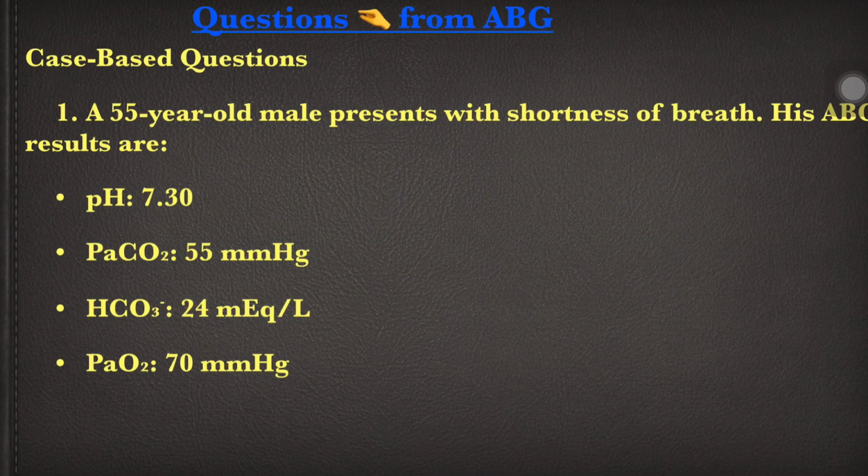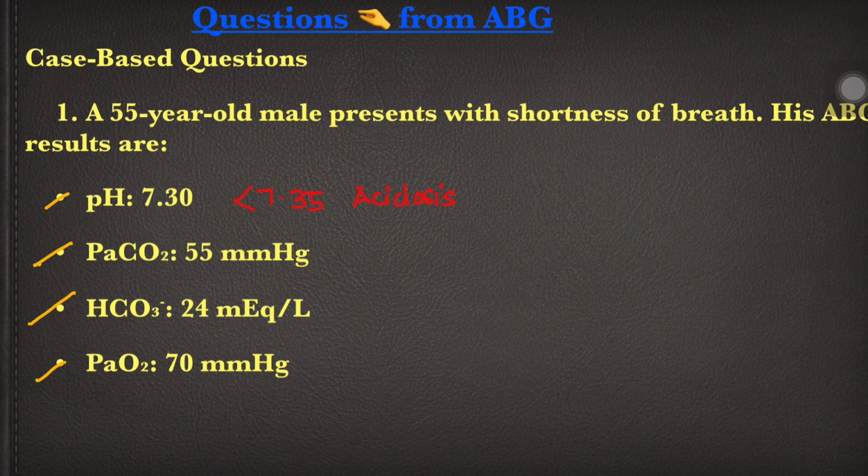Let's do a question from ABG analysis. A 55-year-old male presents with shortness of breath. ABG results are pH 7.30, PaCO2 55, bicarbonate 24 and PaO2 70. So first determine whether it is acidosis or alkalosis. Look at the pH. It is 7.30, that is less than 7.35. What does it indicate? It indicates acidosis.